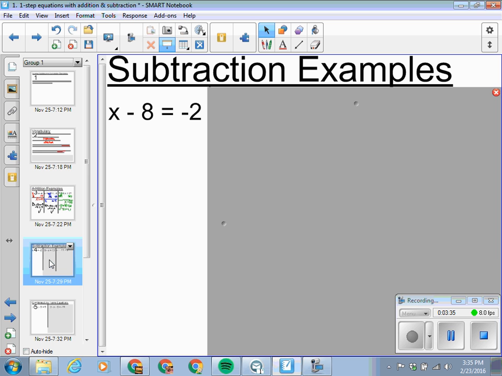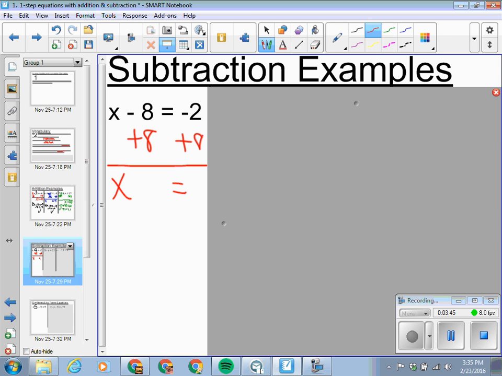Subtraction. Okay, we undo subtraction by adding. So x minus 8 equals 2. We want to have x equals something. Get rid of minus 8. We add 8 to both sides. 2 plus 8 equals 10. Check step. Plugging the 10 in for x, 10 minus 8 equals 2. That does work out. We are good.